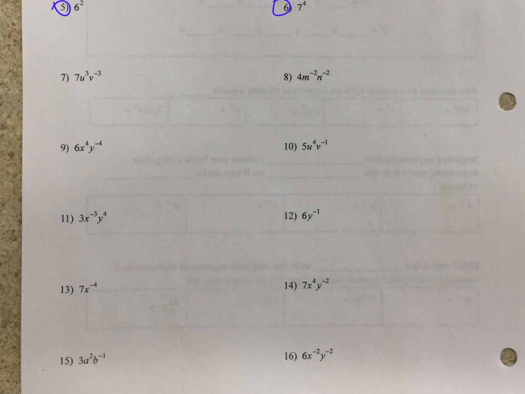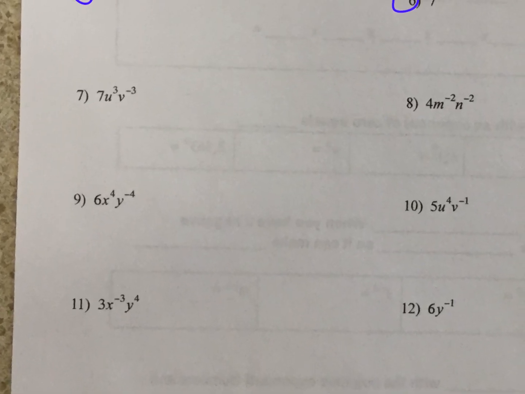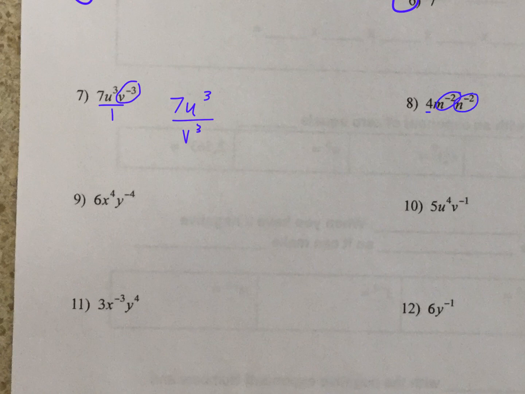So in number 7, I can see that v to the negative 3 is the bad one. So the 7u to the 3rd, they didn't do anything wrong. They're just standing there. They get to stay where they are, and the v to the 3 has to move to the basement. This next one, I've got my 4, he gets to stay where he is, but my m and my n are both making bad choices and have to go spend time in the basement.